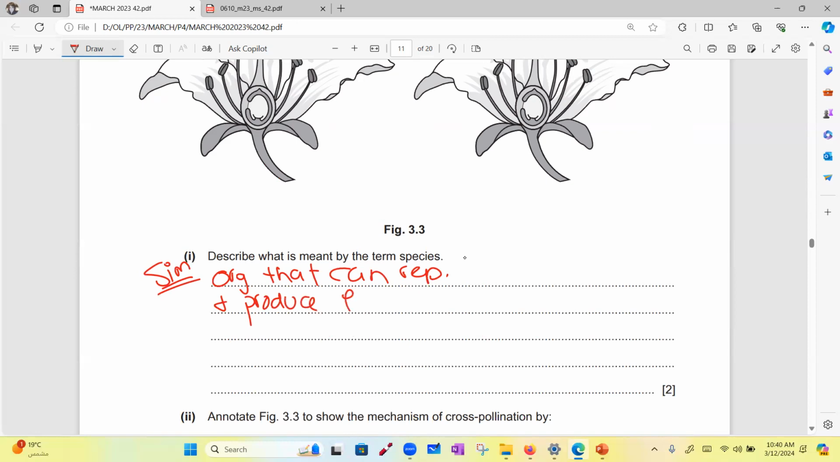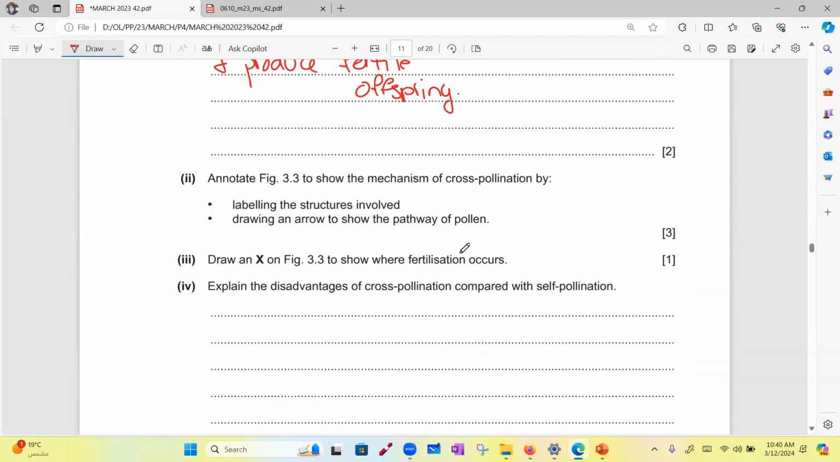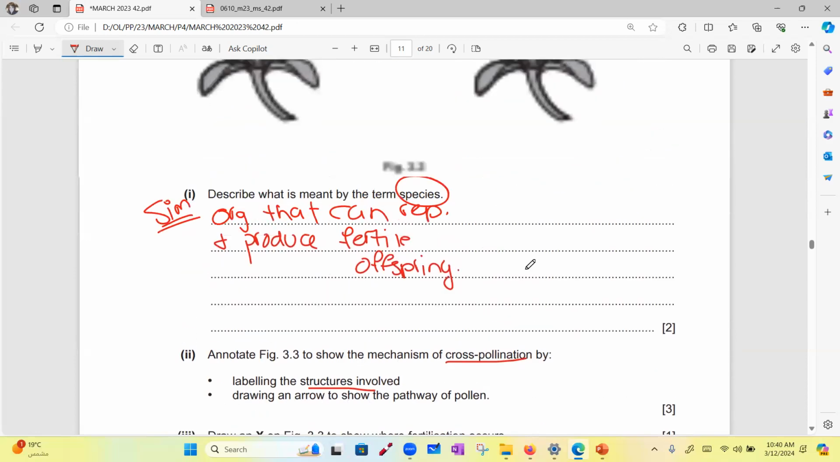They can reproduce and produce fertile offspring. The offspring have to be fertile. They have the same morphology and internal anatomy. Not only that, they have to produce and bring fertile offspring. Again, this is supplement. Or maybe this is the only core question. Annotate figure 3.3 to show the mechanism of cross-pollination by labeling the structures involved and drawing an arrow to show the pathway of the pollen.